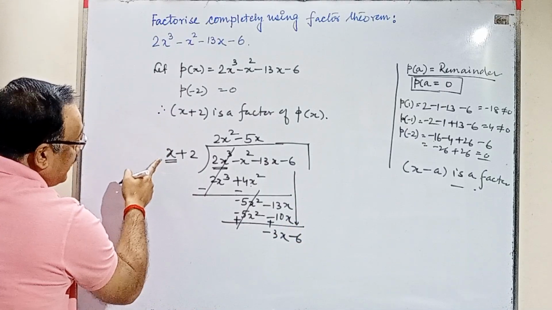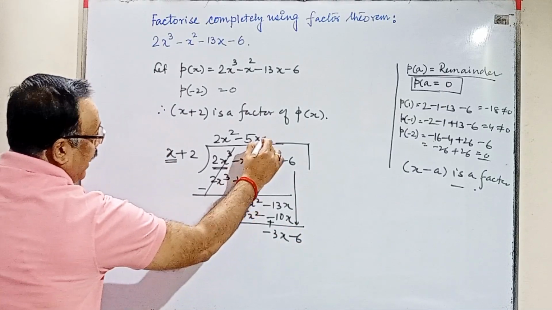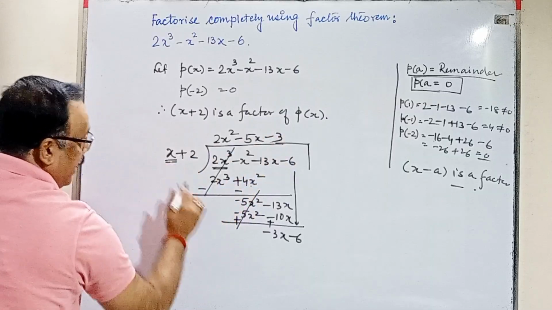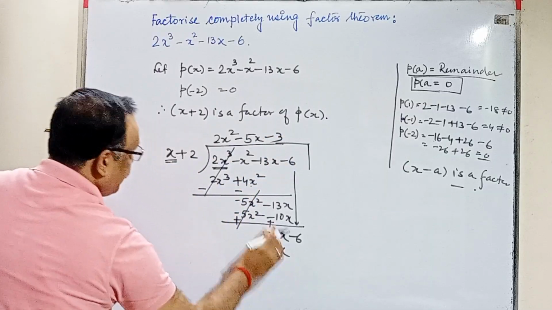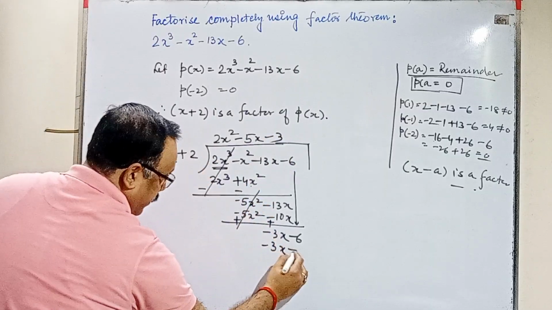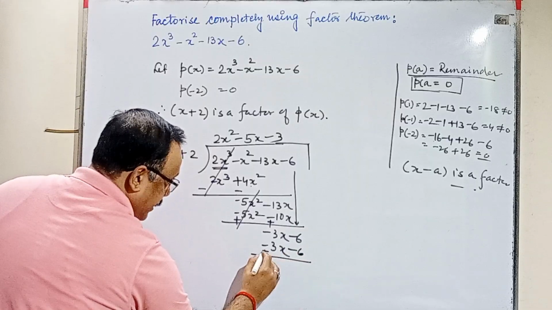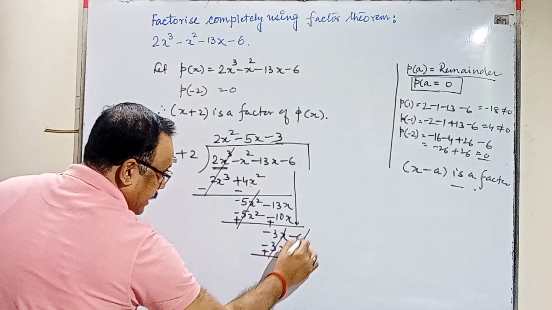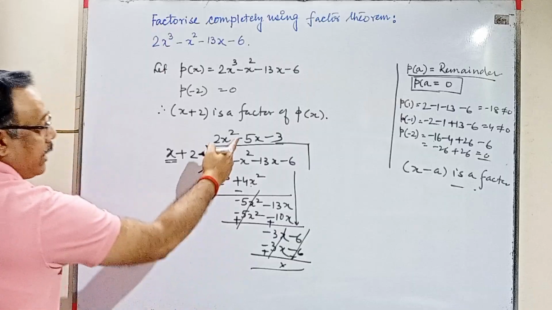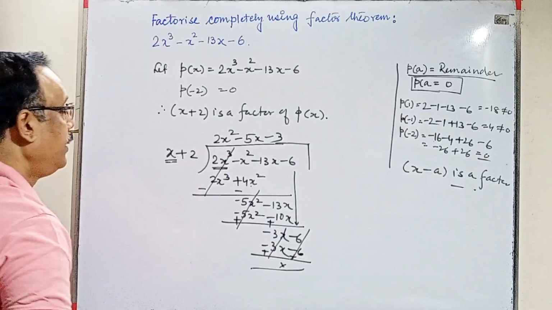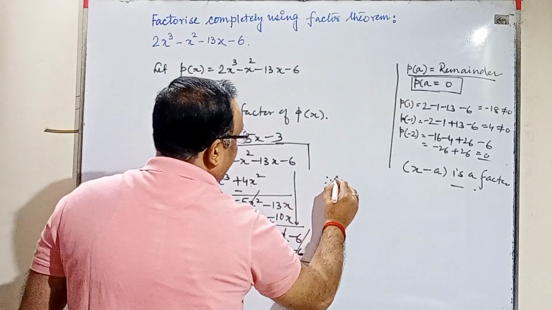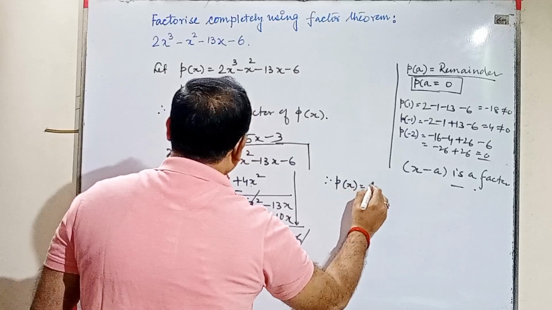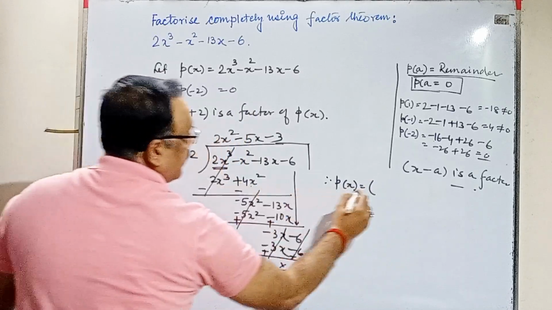Now what should I multiply with x to get minus 3x? I should multiply minus 3. Minus 3 into x will give me minus 3x. Minus 3 into 2 will give me minus 6. So I'll change the sign. This will be plus, this will be plus. So this cancels, this cancels. So I got the other factor. So therefore we get p(x) is equal to this into this.